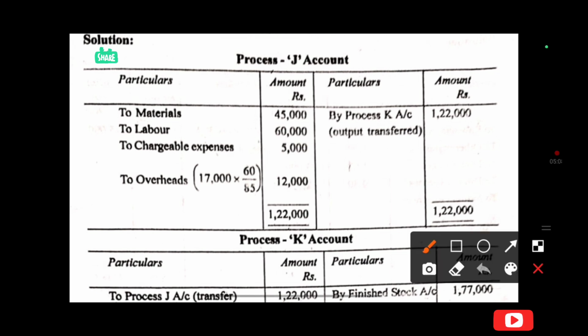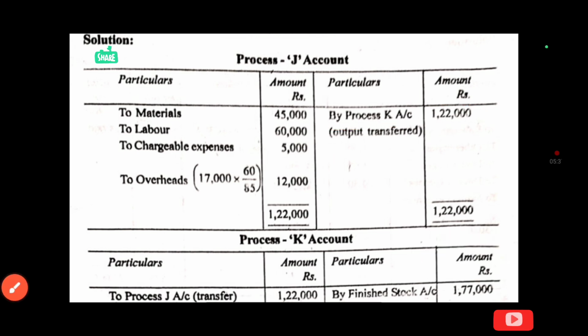What is the output you will get? 1,22,000 rupees, right? So this is the output for process J's account. If you get the output, it will be transferred to the next account. What is the next account? Process K account. So that output 1,22,000 rupees is to be transferred to process K account. So for that you are going to write by process K account. Within the bracket you must write output transferred. Okay. So this is the process J account.